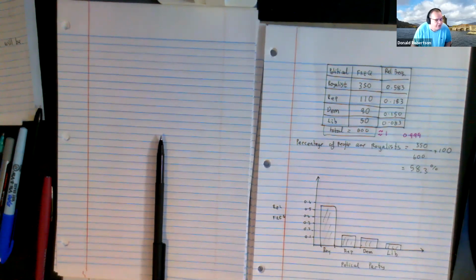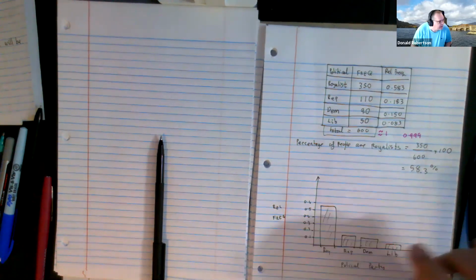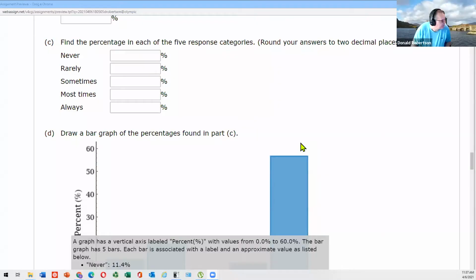Now, the cool thing is that although I did that by hand, and there's no reason why you couldn't do it by hand, there is a nice piece of software, which I'm about to show you, that does it for you.